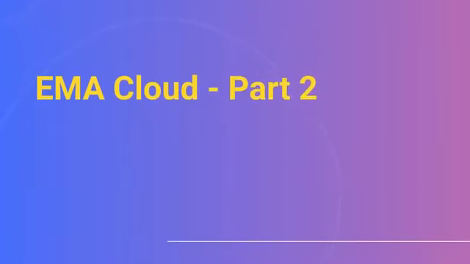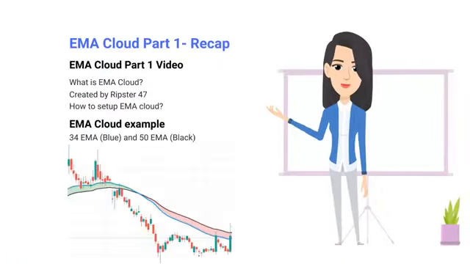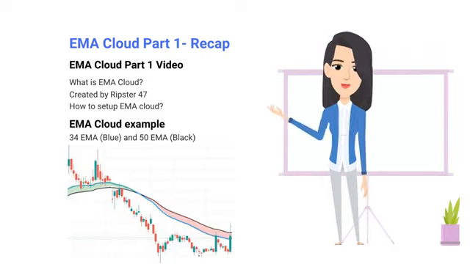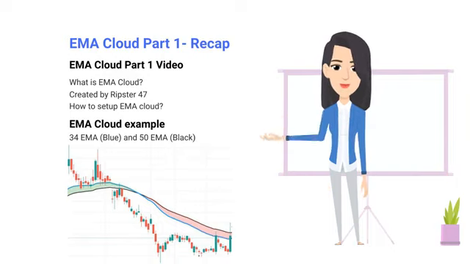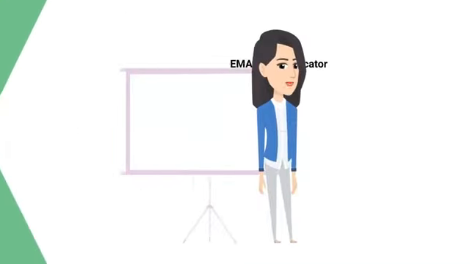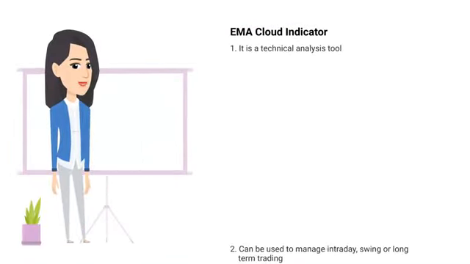In this part 2 of the EMA Clouds series, we will be going over how to use EMA Clouds to manage your trades. If you missed part 1 of this video, please check it out. As a refresher, EMA Clouds pairs two sets of EMAs, forming a cloud-looking image in your chart. The color of the cloud changes when the two EMAs crossover, creating a clear visualization that signals the potential trend change.